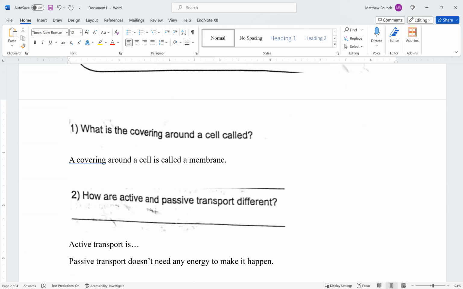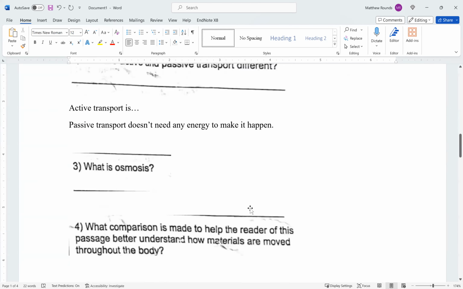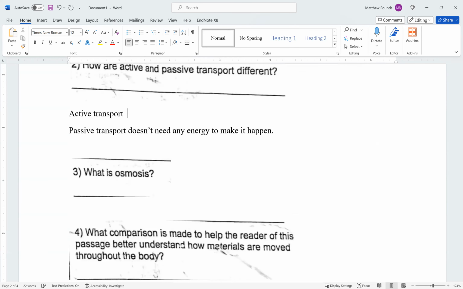All right, so we're going to get that down. Now, active transport, you can write this down in a moment. Let's read this. He just wants one difference, not two. We have not given a difference yet. It says active transport is used when the concentration of materials inside the cell is high and the cell needs to push materials into areas of high concentration. Unfortunately, this kind of transport requires the cell to work against the natural direction of diffusion. This causes the cell to use energy. So active transport requires energy.